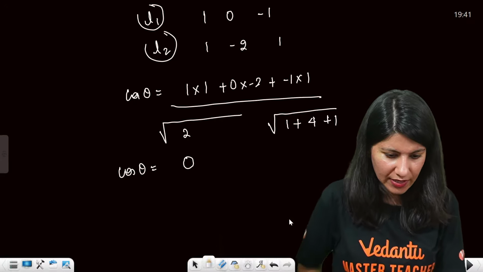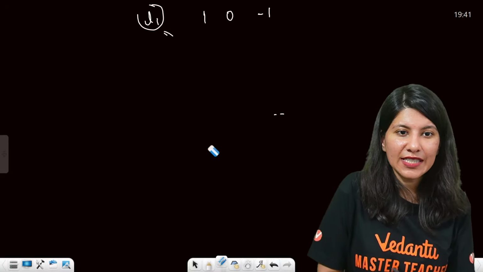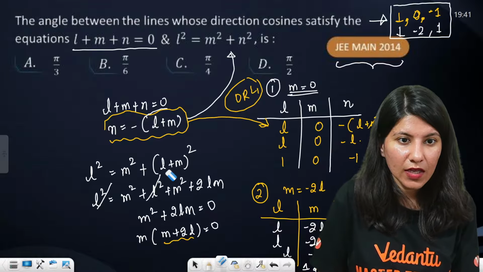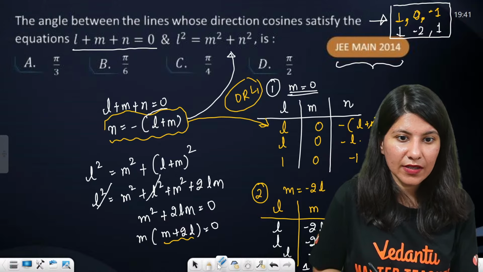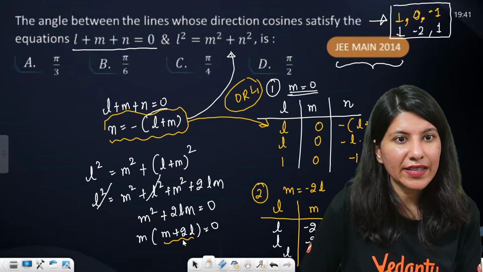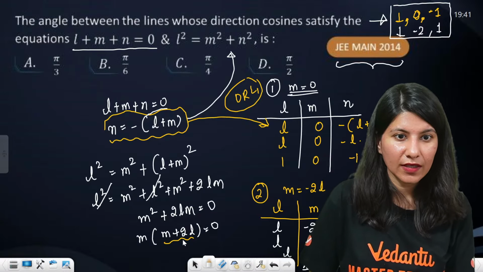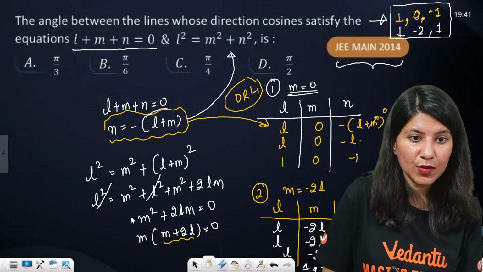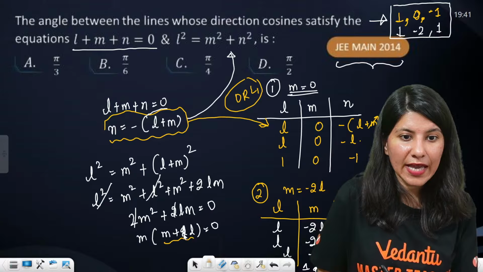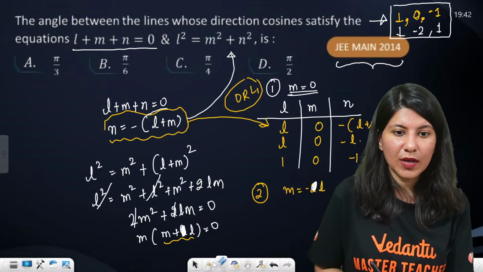Have I done anything wrong? Sorry guys, I have done something wrong in the second thing. The first thing is clear, but the second, let me just understand. l square equals m square plus, so this is correct. n is minus of l plus m. So 2m square, oops, sorry guys, this is 2m square. So 2 is gone, and this is m plus l, so m is equal to minus l. Sorry, there is some mistake. Let me just do it one more time.